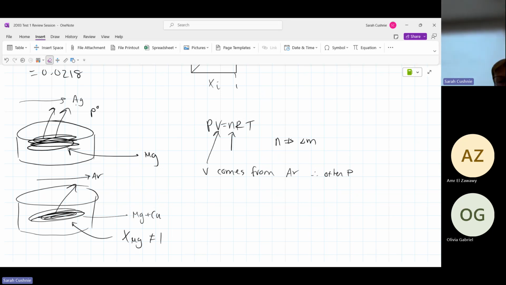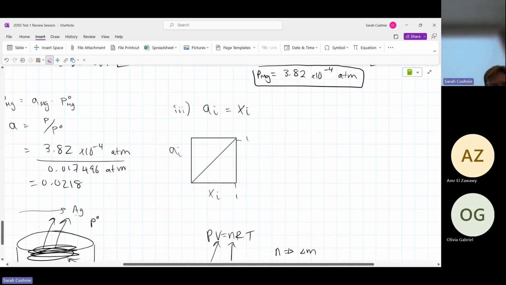Okay, so we'll get back to part 3. Remember, for an ideal case, activity is equal to the molar fraction, right? However much you have is however much it's going to be acting. I've already done that really awkward explanation of it. So in this case, we found that the activity of Mg is equal to 0.0218. Now we need to find what is xMg.